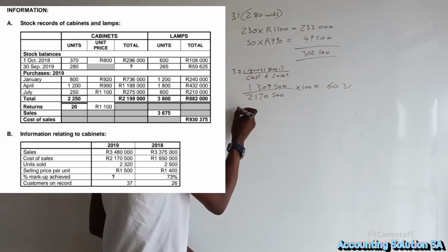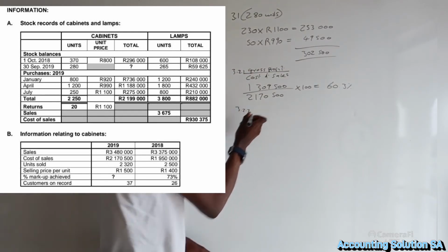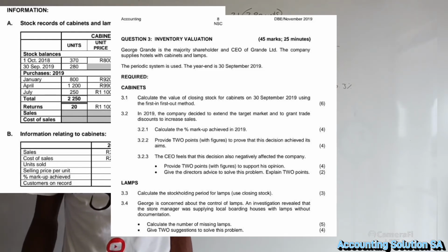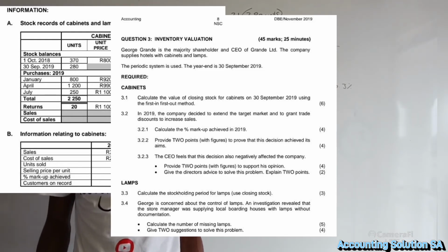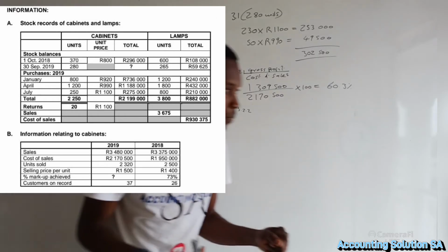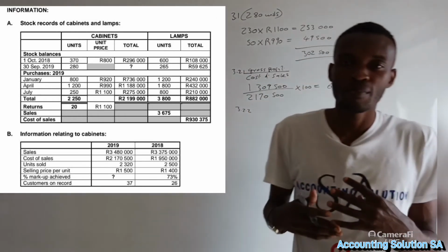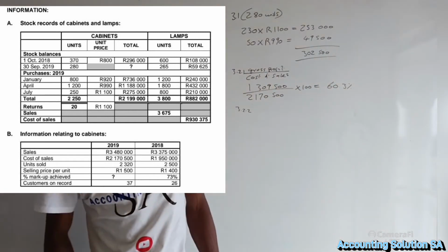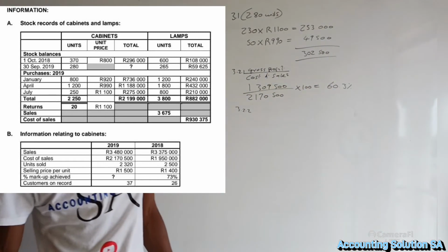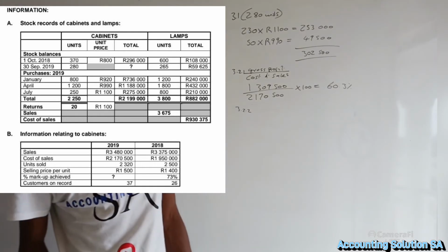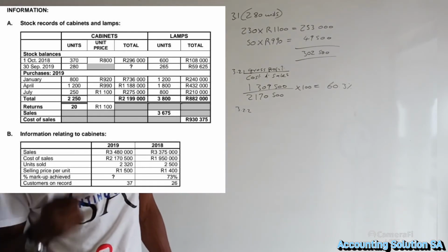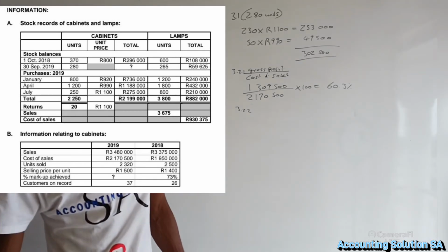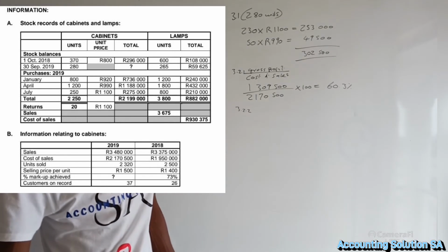3.2.1, this one. Then now we are going to 3.2.2. They say to provide 2 points with figures to prove that this decision achieved its aim. In other words, we are showing that the business has benefited from this markup, from this decision that has been taken by the business of granting discount to increase sales.